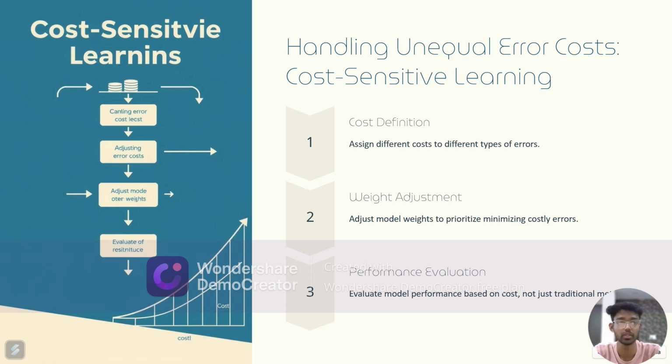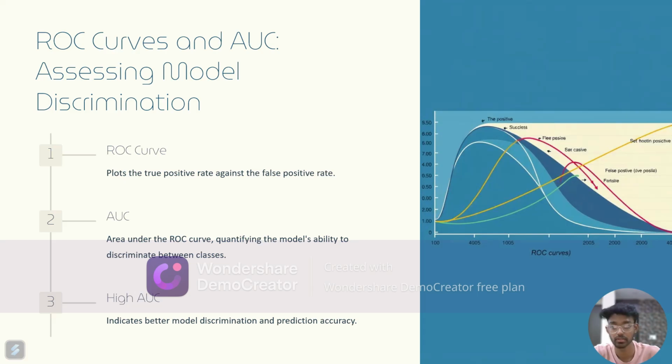Now, handling unequal error costs, cost sensitive learning. First, cost definition: assign different costs to different types of errors. Weight adjustment: adjust model weights to prioritize minimizing costly errors. Performance evaluation: evaluate model performance based on not just traditional metrics.